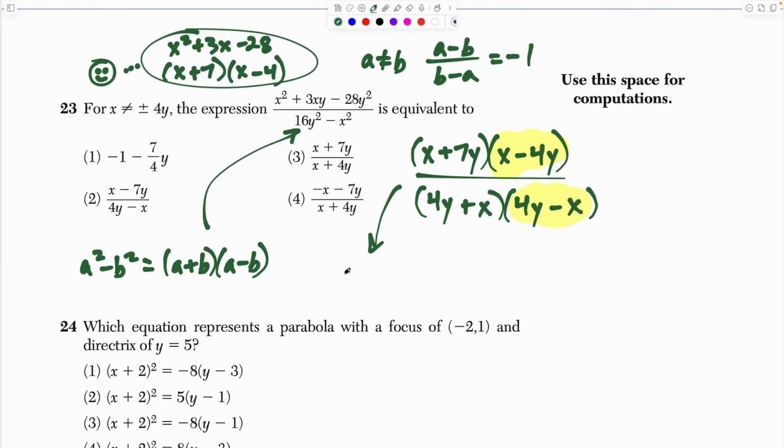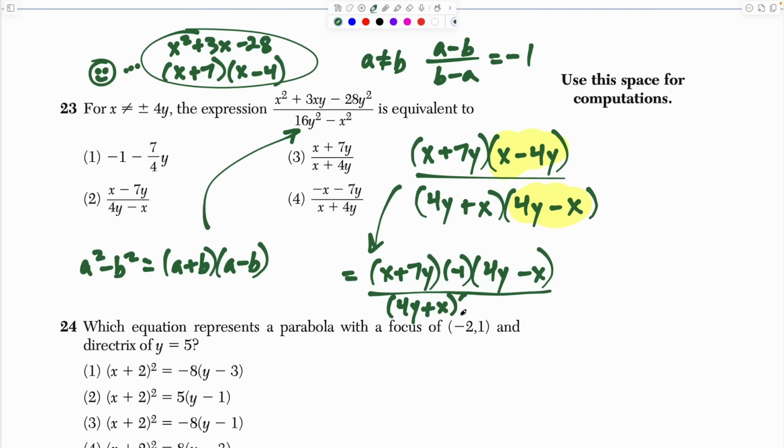So this one over here, I'll just rewrite this. We have x plus 7y, and then I'm going to take out a -1 on top, and then when I take the -1 out, I'm going to have not a minus 4y, I'm going to have a plus 4y, and then a minus x. And you can see if I were to distribute this, it would bring me right back to the factor above. Okay, and now I have 4y plus x. So I'll just make that a little neater, 4y plus x. And the second factor is 4y minus x. And now they just cancel out nicely like this.